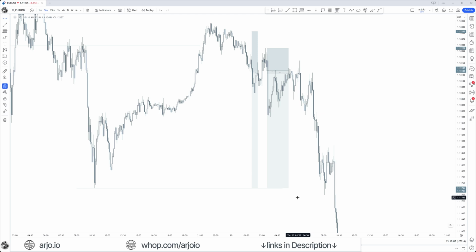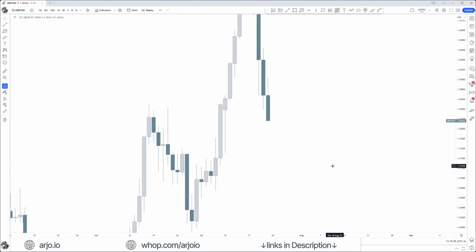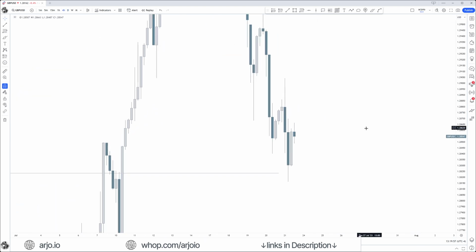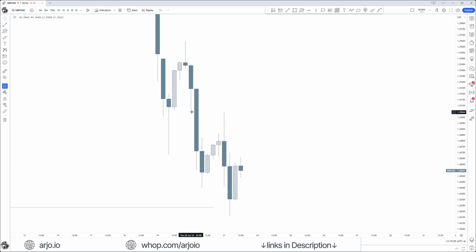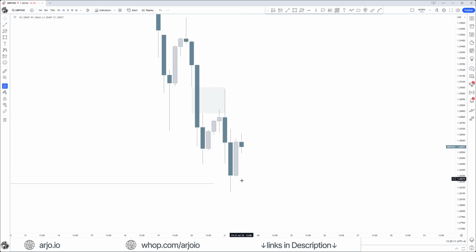So this is the variation of the Asia expansion. Now let's go over the classic London setup. Just to give you some context, it's important to understand right here that on GU, we hadn't reached that high just yet, which was our draw on liquidity. So if we go into the 4 hour right there, and we look at this 4 hour fair value gap, that right there is a short opportunity until we reach that draw on liquidity, with the first target being that low, and then the second target, of course, being that draw on liquidity.